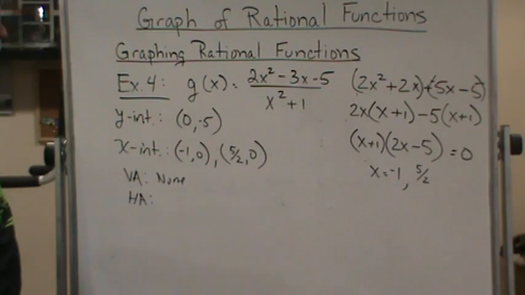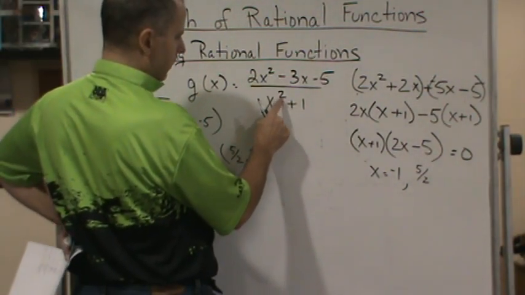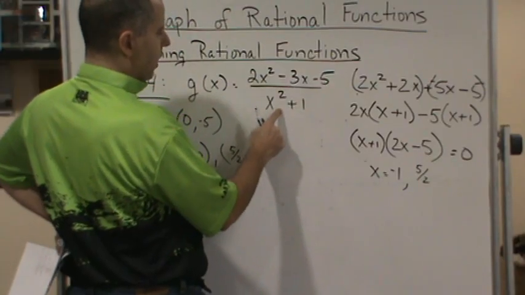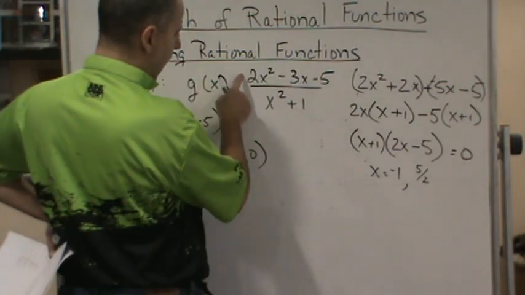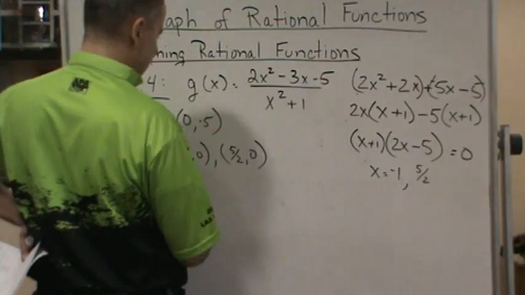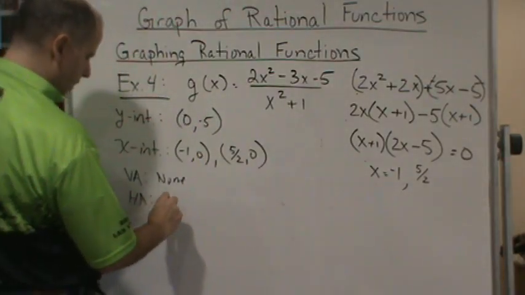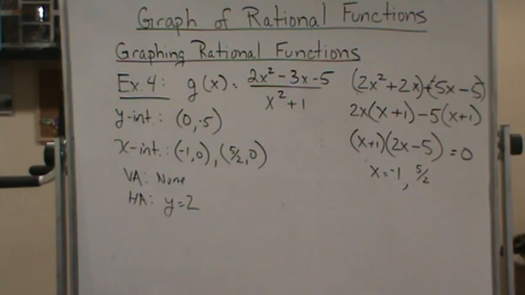Well, horizontal asymptotes, we look at the ratio again. So notice how the degrees are the same, right? So that means there is a horizontal asymptote, and it's at y equals the ratio of the leading coefficients, which in this case is 2. So there's going to be a horizontal asymptote at y equal to 2. All right, good. Which means there's no oblique or nonlinear asymptotes. Okay, so now what's next?